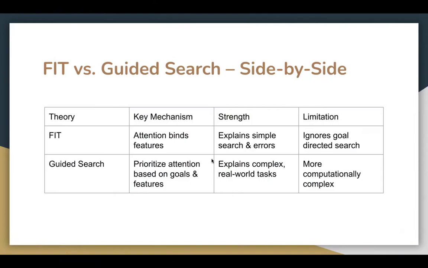It says attention is also guided by our goals and expectations. So if we're looking for a red apple, we're not just passively scanning, we're actively directing our attention towards red, round shapes based on what we want to find. Guided search is better at explaining real-world complex tasks, but it also means the process is computationally more complex. It requires more mental resources. So while FIT explains how feature binding works, guided search explains the why behind what we choose to focus on.